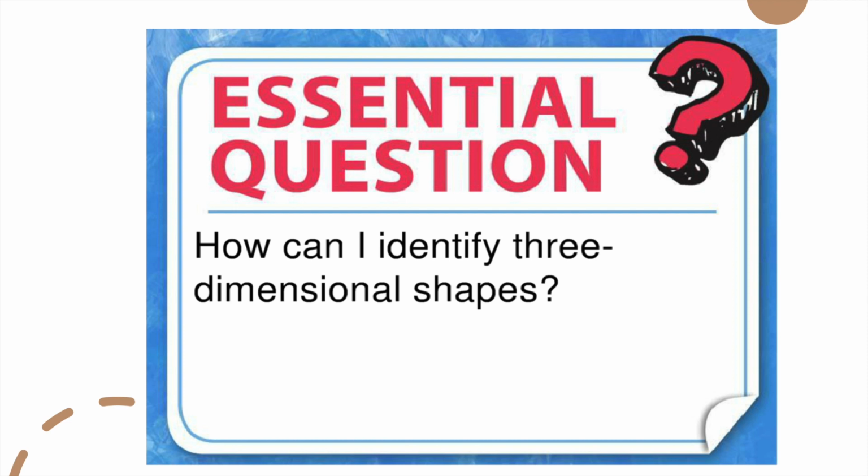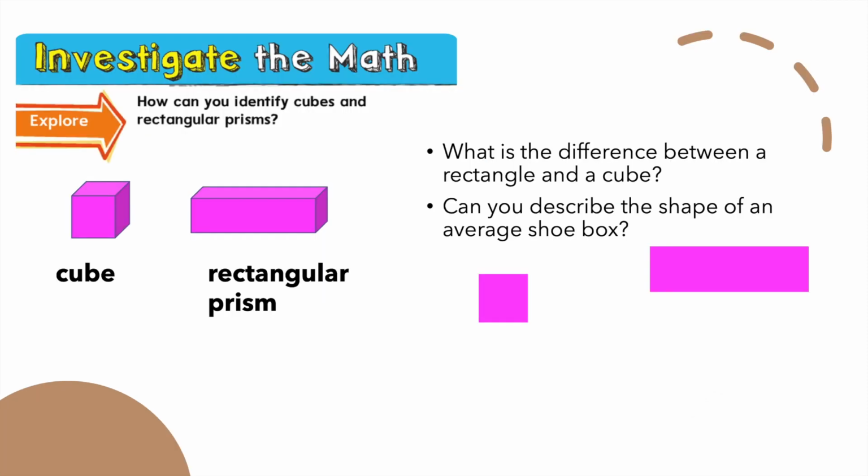The essential question for this chapter is, how can I identify 3-dimensional shapes? As we go along with the lesson, keep that in mind. Think about what ways are we describing shapes? What attributes are we using? To get started, let's go ahead and think.